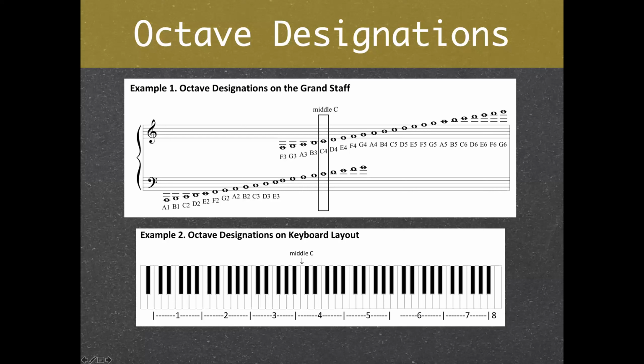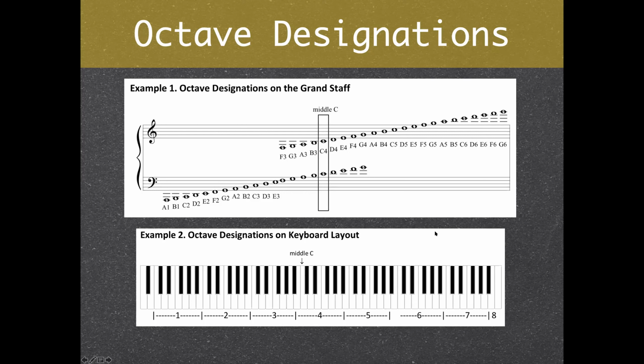All right, so you can see here in example 1, we're using the grand staff, which combines the treble and bass clefs. And what I'm showing you here is that we've got a wide range of notes. But notice we have a C2, we have a C3, we have a C4, C5, a C6, and we could actually keep going all the way to C8 with the 88 note piano keyboard layout. If you cross-reference example 2 beneath example 1, you will see visually how that keyboard is mapped out.